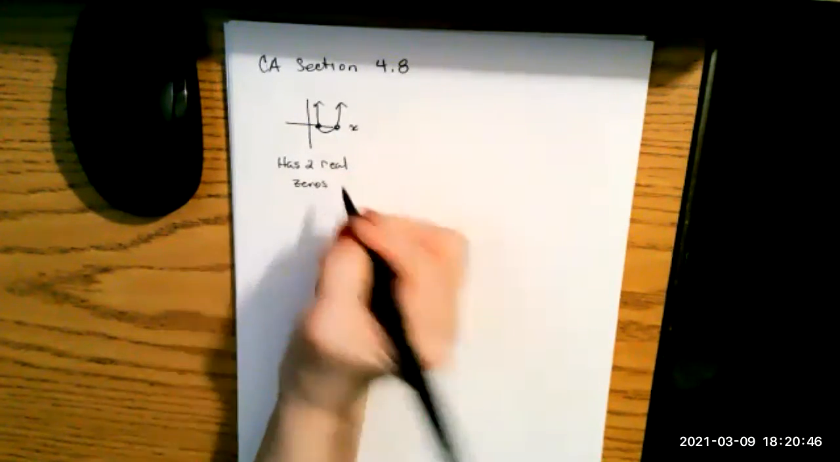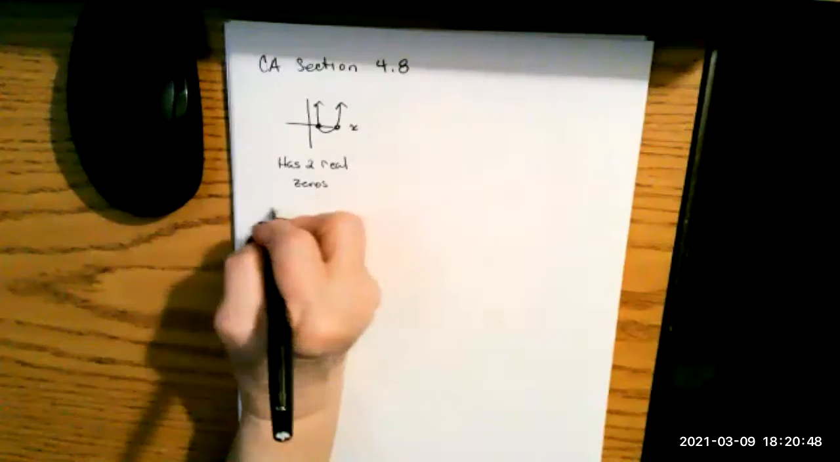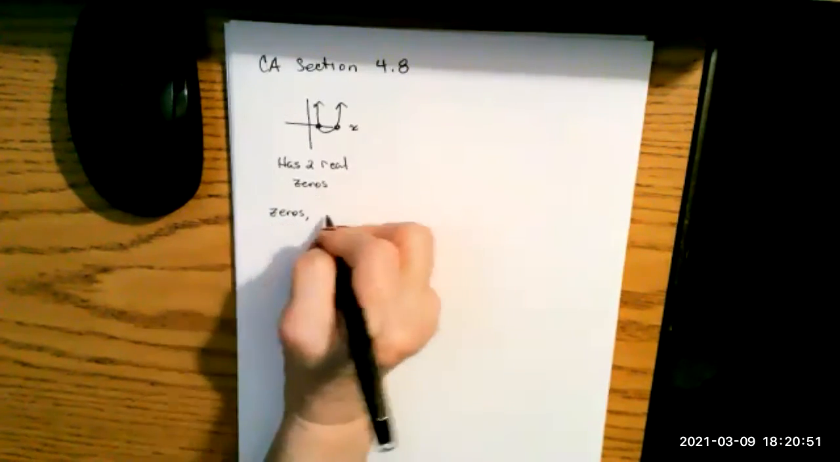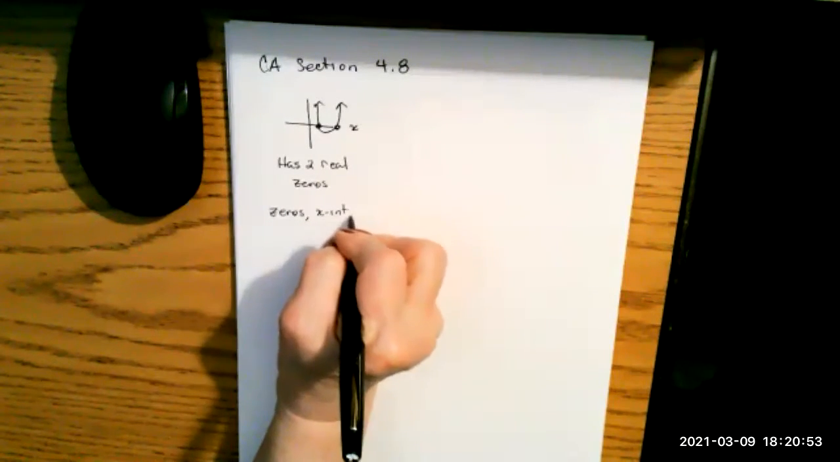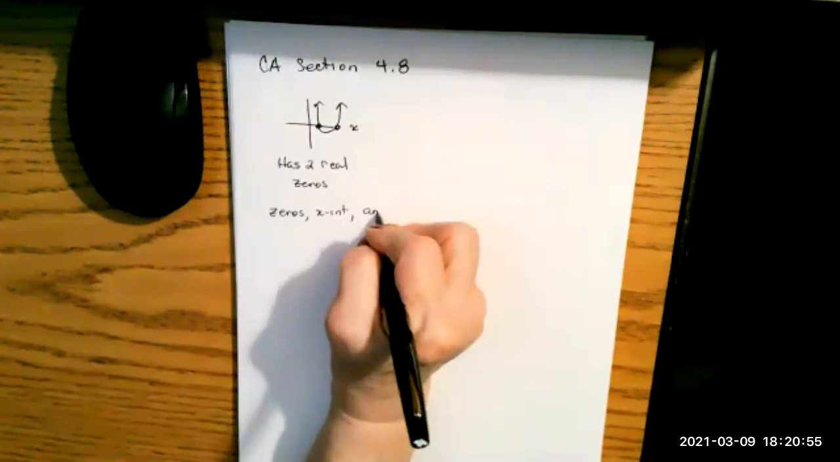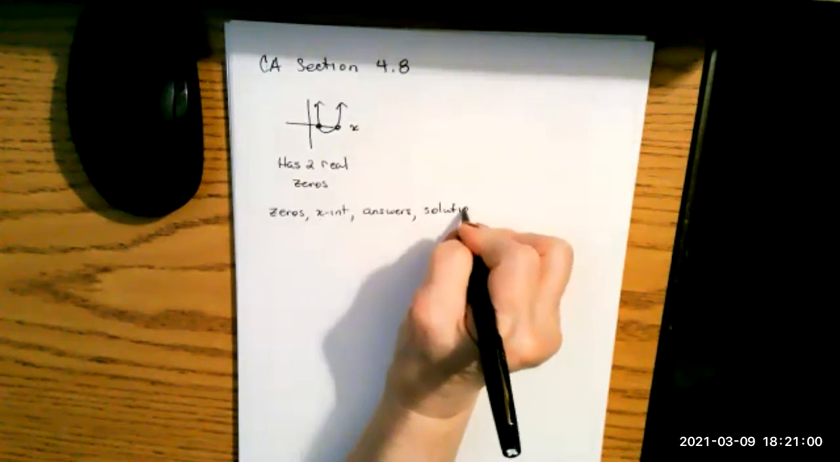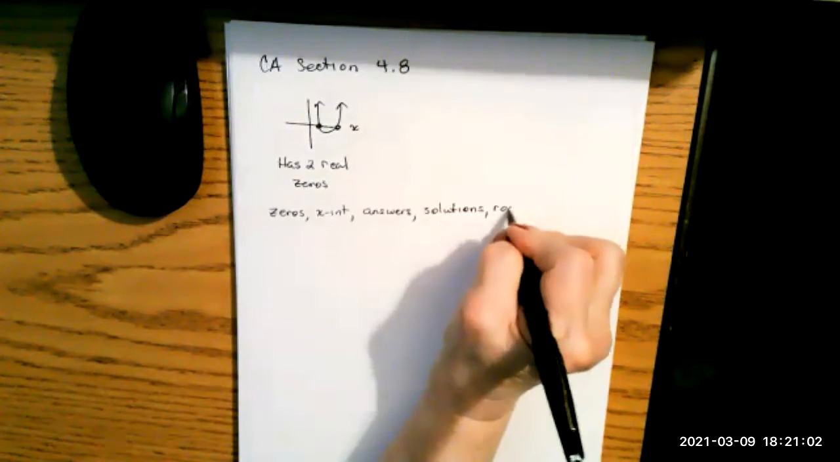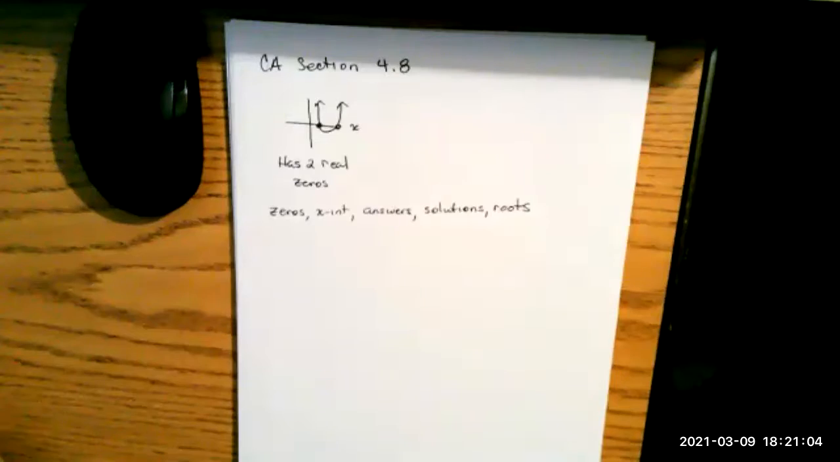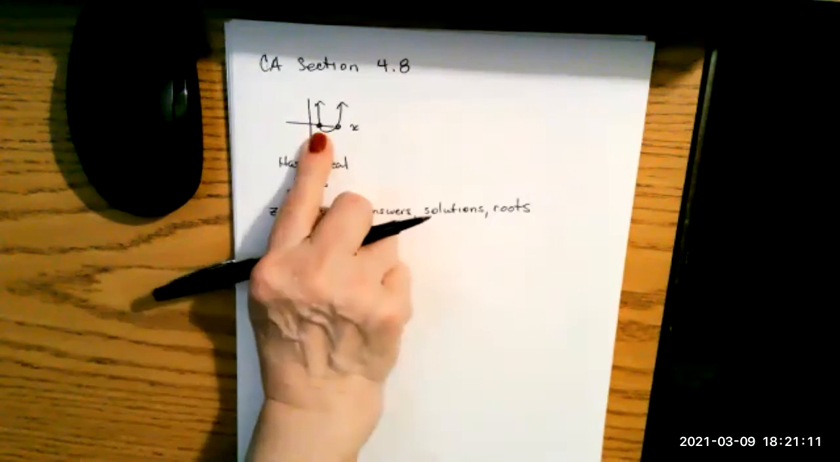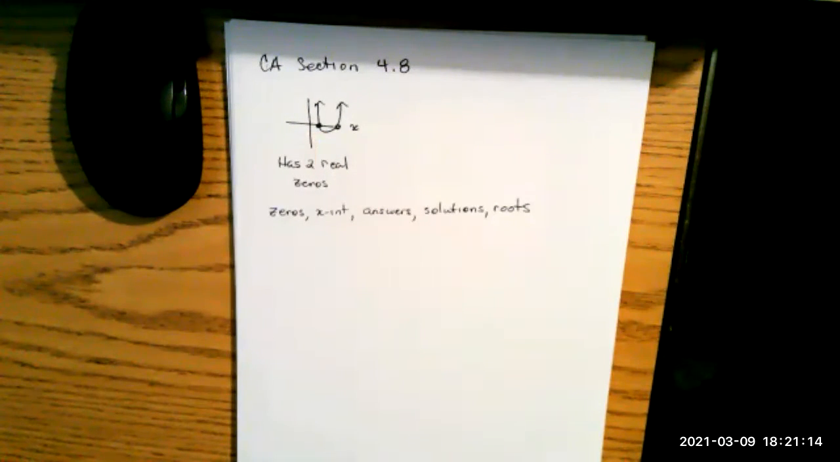zeros. And remember last time we said that it was interchangeable to say zeros, x-intercepts, answers, solutions, roots. All of those are interchangeable almost, with the exception of sometimes it'll ask if it has an x-intercept, and this does, it has two. But sometimes it has one or it has none. So you'll have to watch if it says x-intercepts or not.